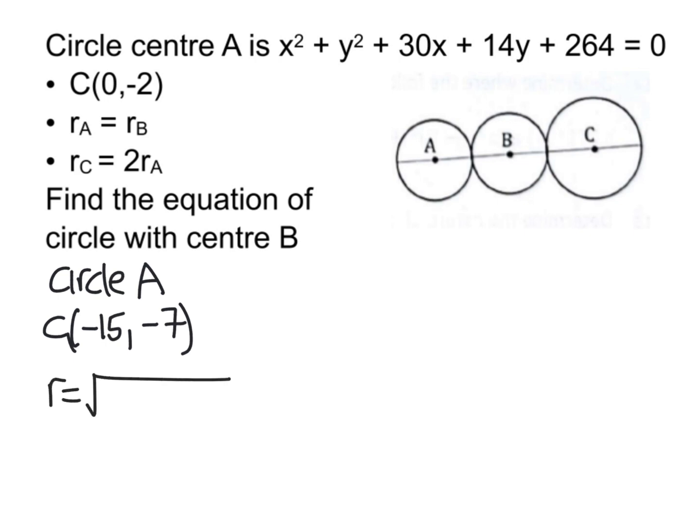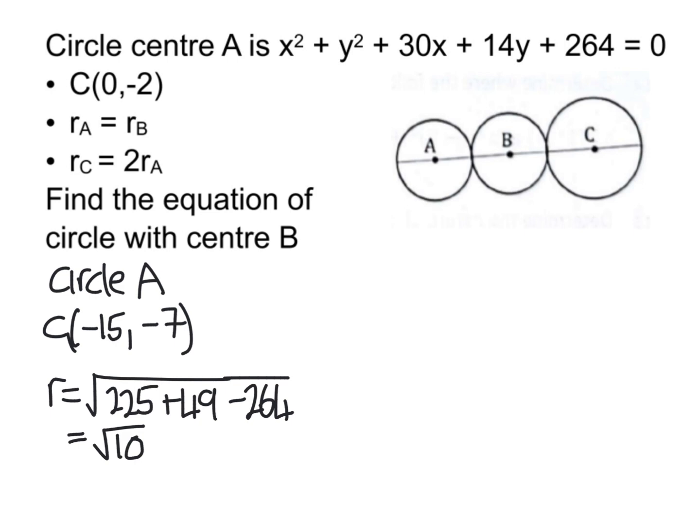15 squared plus 7. No, let's just rub this out. 15 squared will be 225. 7 squared will be 49. And then I have to take away 264. Right, so 225 plus 49 is 274. Take away 264, which is root 10.